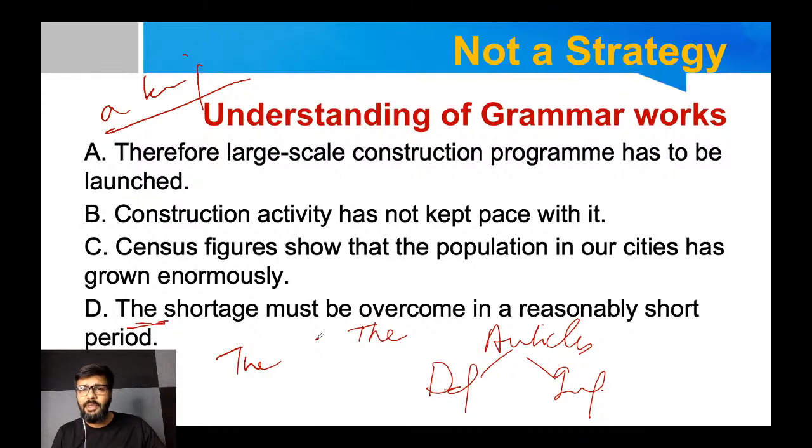Arey, wo jo once upon a time there was a king. Yani ki the lagate definite ho gaya. The yani ki uski baat ho chuki hai pehle. Yani ki the shortage matlab koi shortage hai jiski baat hum pehle kar chuke hain. Kaun si shortage? Ye ABC wali. Construction activity ne rakha nahi, ye nahi hua, wo nahi hua, wo nahi hua. Iski baat kar chuke na hum log. So if you have a little grip over grammar, that helps you. Okay?